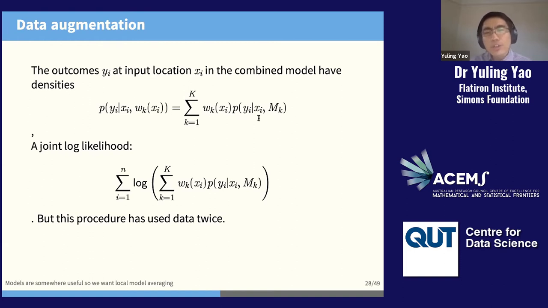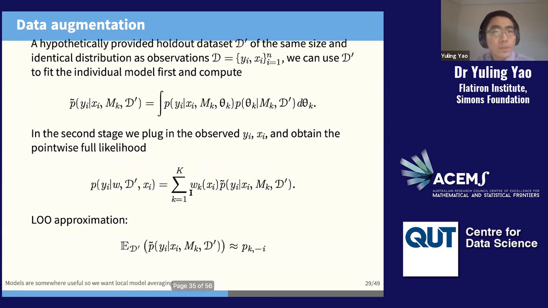Now, we cannot use this mixture likelihood as the actual likelihood because during this procedure, we have used data twice. We first use data to fit an individual model yi given xi and mk, and then we also use data to fit this wkx. This is wrong. So to solve this data reusing problem, we can think about data augmentation.